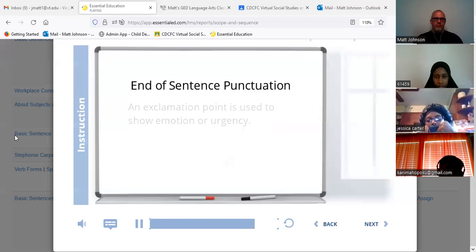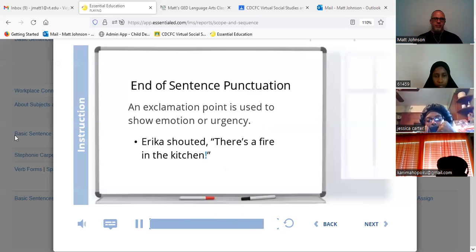An exclamation point is used to show emotion or urgency, like this. Erica shouted, "There's a fire in the kitchen!" You won't usually use exclamation points at all in formal writing. In informal writing, use exclamation points sparingly. Right, it's just like writing in all caps, right? If it's in a text or on a social media post or something like that, that implies that you're shouting at somebody. So if you overuse exclamation points, even in fictional writing, nobody's screaming and all excited all the time, right? So you want to use those sparingly.